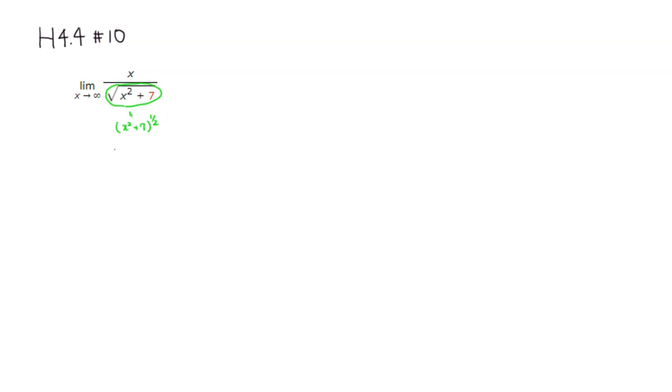Let's check to see if we can apply L'Hopital's rule. As x approaches infinity, the denominator approaches infinity and the numerator approaches infinity. So we have infinity over infinity, and we can apply L'Hopital's rule. Applying it, we have the limit as x approaches infinity. The derivative of x is 1, and the derivative of the denominator is, put 1/2 in front, x squared plus 7 raised to the negative 1/2, then multiply by the derivative inside, which is 2x. So we can simplify: the 2 on the bottom and the 2 on top cancel out.